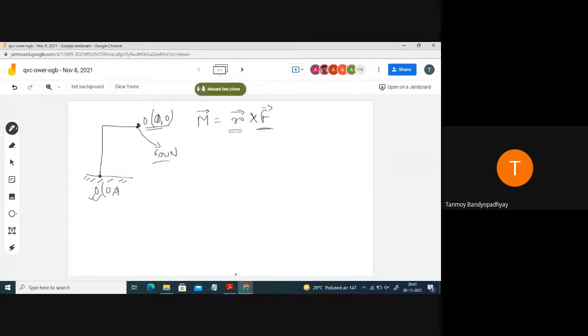Just at your home, you take the origin at the point at which the load has been applied. So this point you assume as the origin. This was 2, this was 4. Based on that, you calculate the position vector r_OA, and then you calculate what the moment comes out to be. So this is your homework.